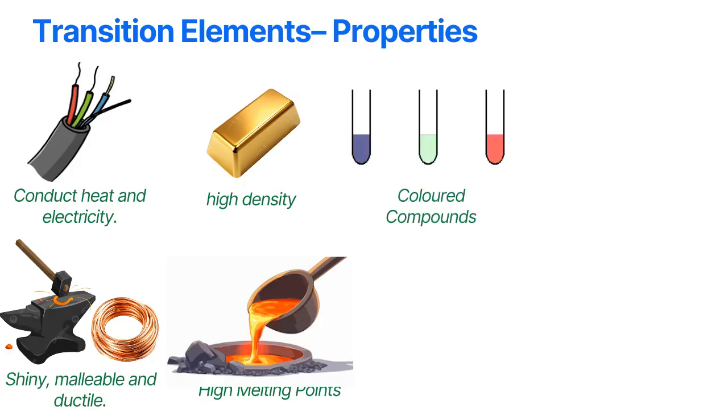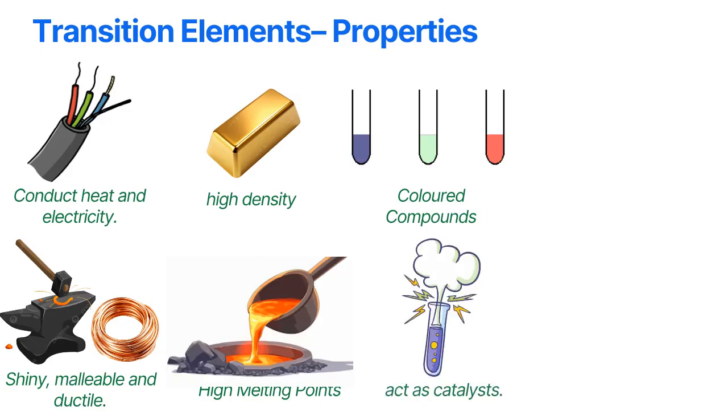Another distinctive property is that transition metals form colored compounds. For example, copper sulfate is blue, while potassium dichromate is orange. This means if you see a bright colored solution in a question, it probably involves a transition metal.